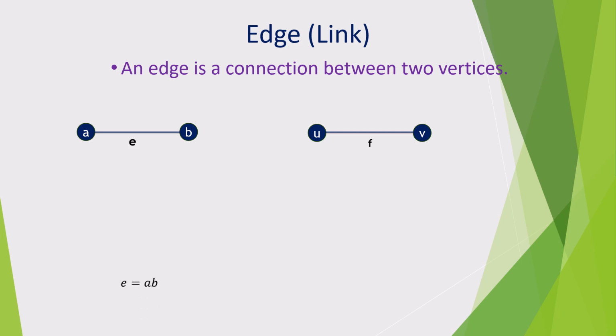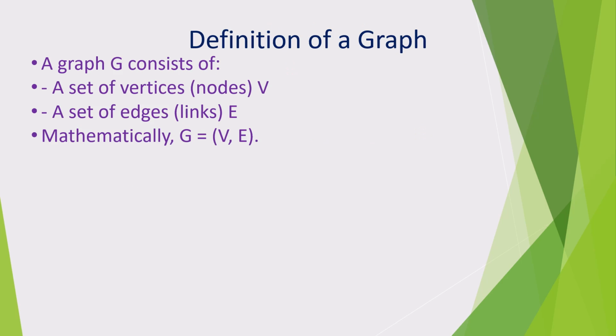E can be written as E equals AB. A and B are end vertices of edge E, so we can write E as AB. Similarly, U and V are end vertices of edge F, so we can write F as UV. Now we are familiar with the concepts of vertex and edge, so now we can define graph.